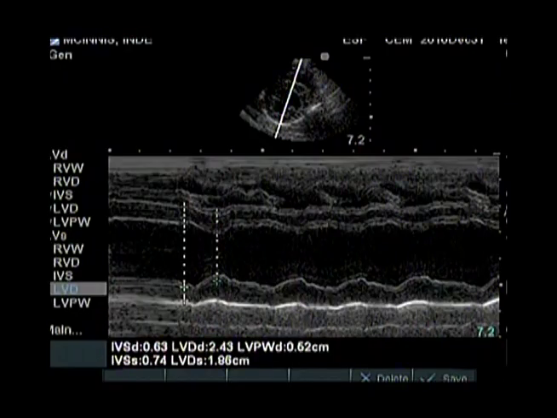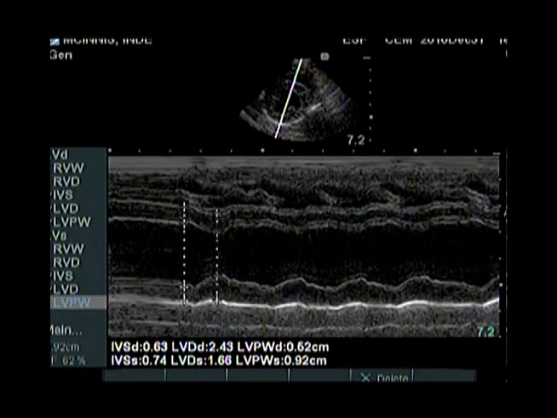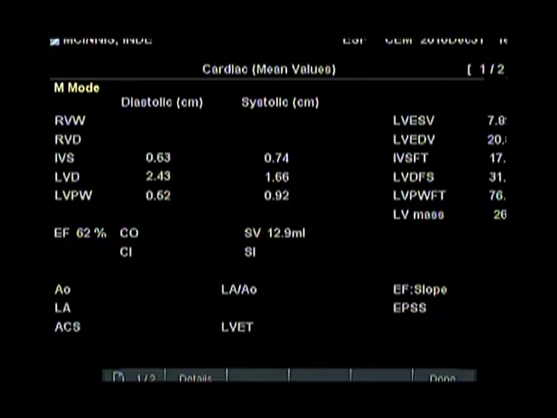The right and left ventricular chambers will be at their smallest sizes. Pressure in the ventricular chambers is at its highest point, forcing the aortic and pulmonary valves open and ejecting blood from the ventricles.